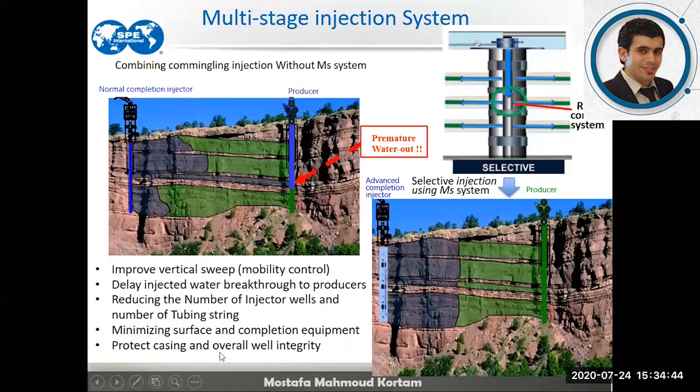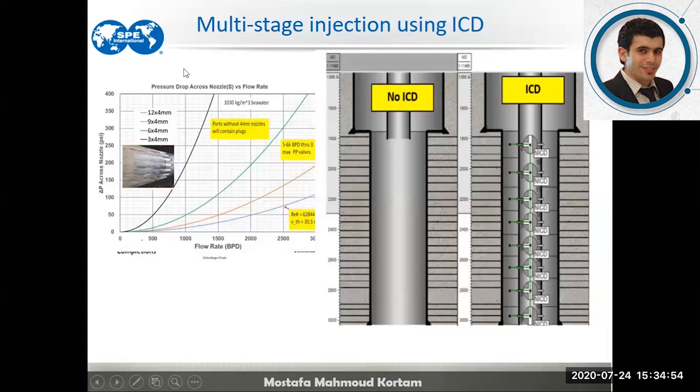Also it protects the casing and overall well integrity, because there are some packers that can protect the casing from being corroded over time. How does this multi-stage injection work? It's the case where you are having commingled injection, or combining injection with a normal injection string, or you can use ICD. ICD is inflow control devices with a particular nozzle size for each. You would have a particular differential pressure that can allow you to control effectively over each interval.